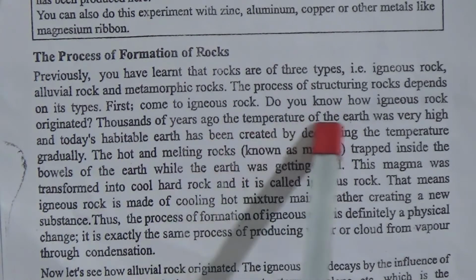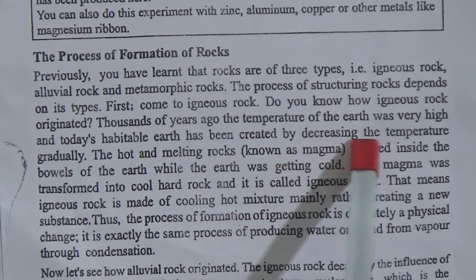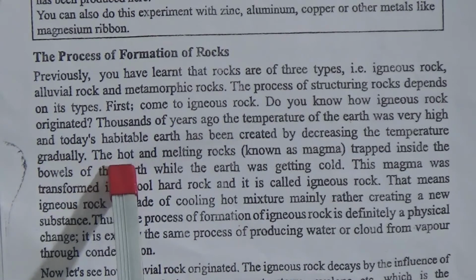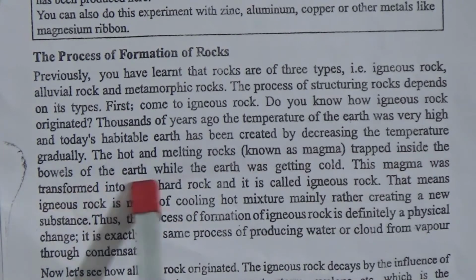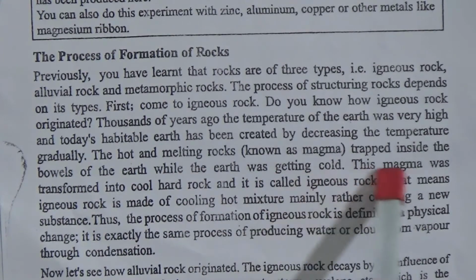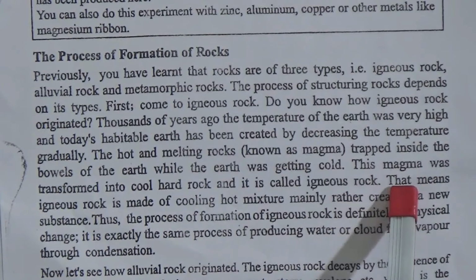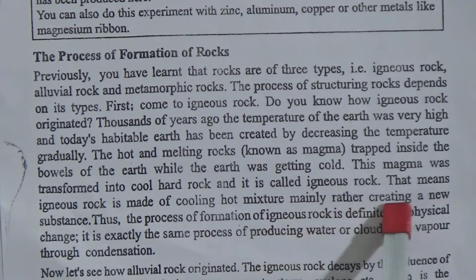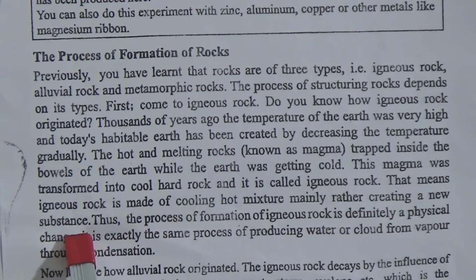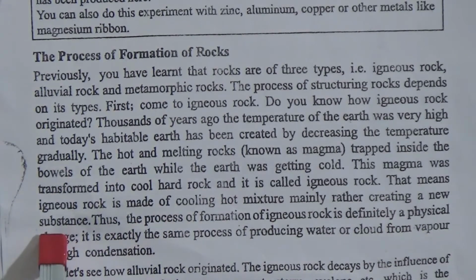Thousands of years ago, the temperature of the earth was very high, and today's habitable earth has been created by decreasing the temperature gradually. The hot and melting rock known as magma was trapped inside the bowels of the earth while the earth was getting cold. This magma transformed into cool hard rock and it is called igneous rock. That means igneous rock is made mainly of a cooling hot mixture, rather than creating a new substance. Thus, the process of formation of igneous rock is definitely a physical change. No chemical change occurs here.